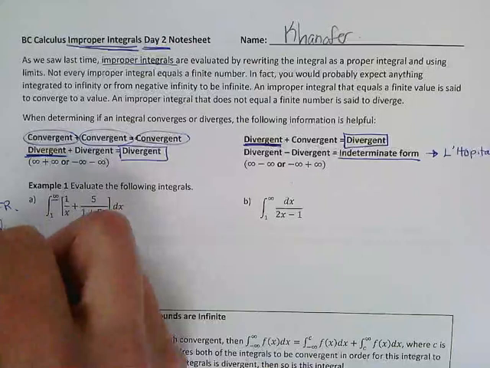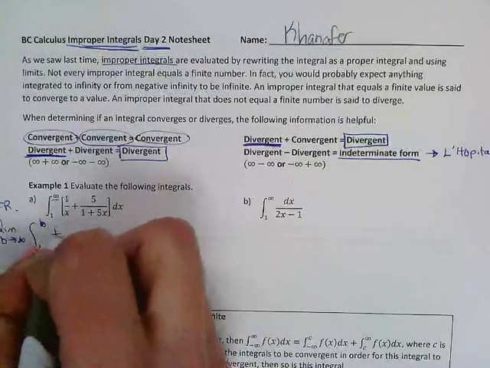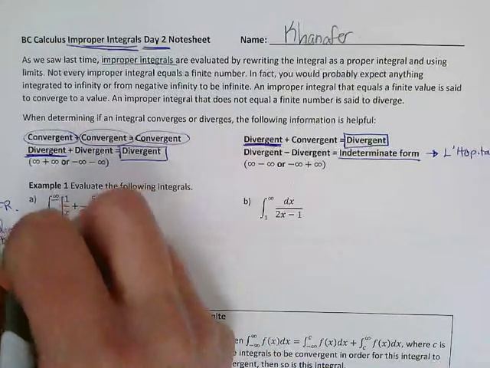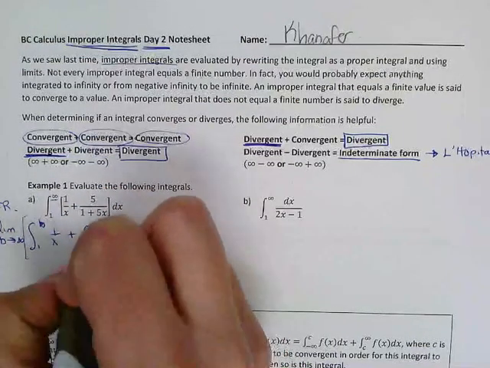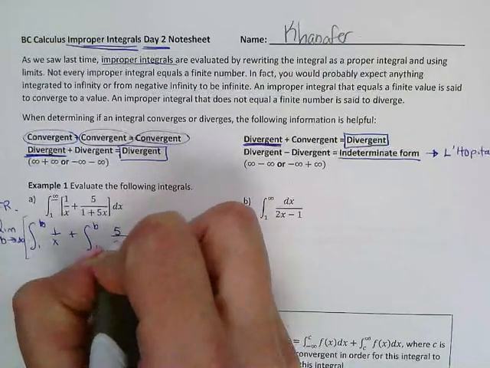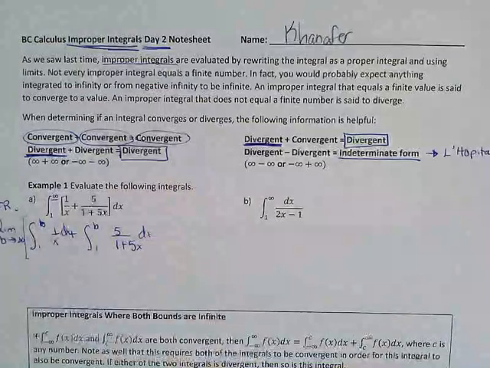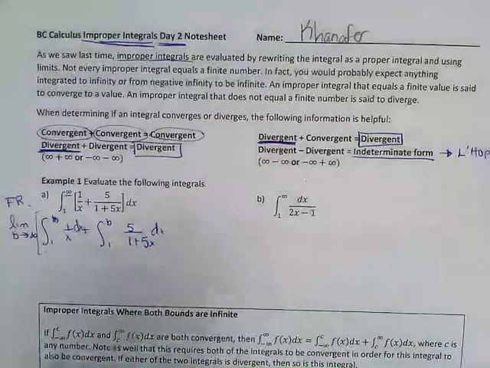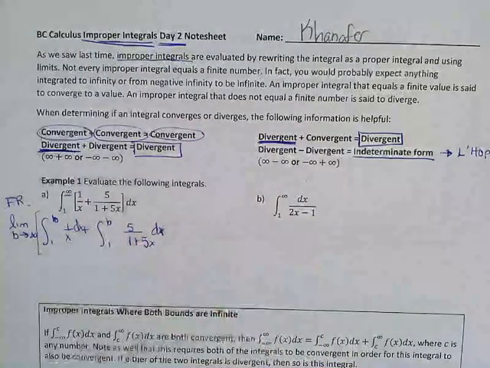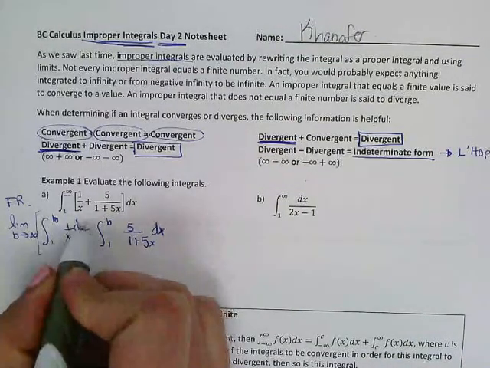So we would have the limit as b approaches infinity of the integral 1 to b of 1 over x plus the limit, I'm going to put that in parentheses, 1 to b of 5 over 1 plus 5x, and they're both of course dx. Again, I'm sorry I didn't give you guys a lot of space on these notes, but this one is a Word document, so you can actually space this out a little bit. So this is an easy integral to figure out.